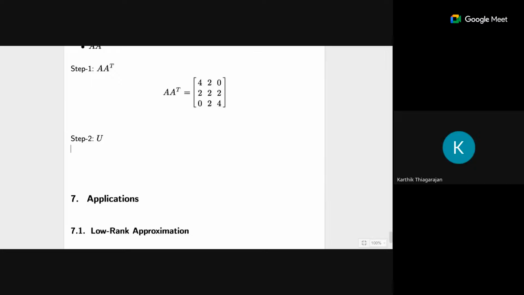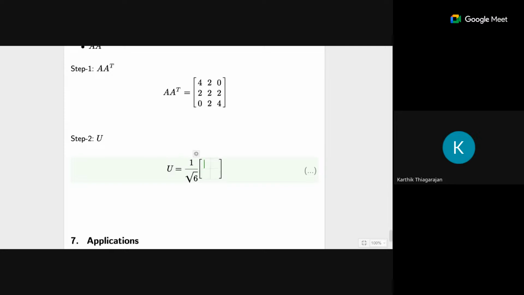Yes, sir. What U turns out to be is 1 by root 6, root 2, root 2, root 2. So this is the first eigenvector, and this is minus root 3, 0, 0. I'm sorry, we don't have enough time to sit and solve this, so you can take this as an exercise. These are the correct answers because I'm copying this from a textbook, so it can't be wrong. You can work it out at home later.